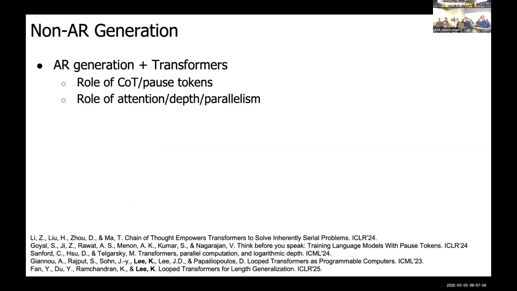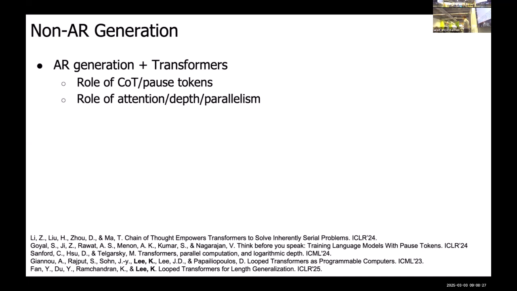So in the first part, what I want to talk about is what we can say about non-autoregressive generation in theory. Of course, I'm trying to list some of the papers I recall. Sorry if I'm missing anything important. AR generation, token by token generation, possibly with COT or some filler tokens or pause tokens, particularly focused on transformers, has been the focus of the study in the theory work.